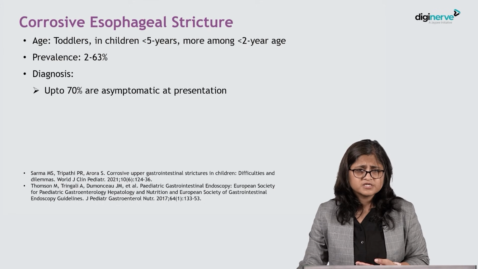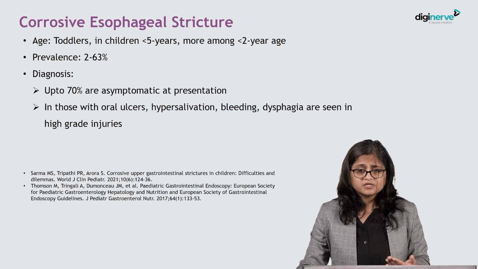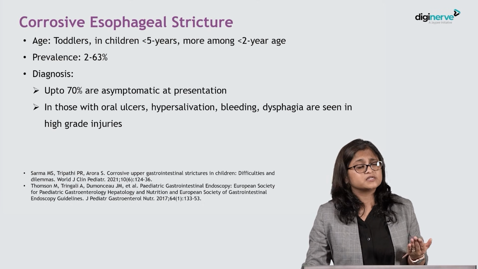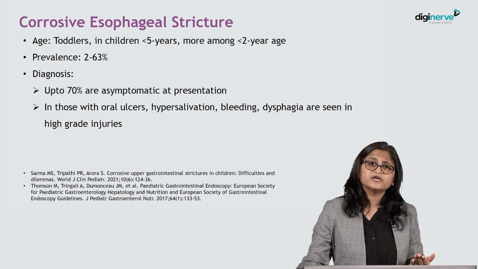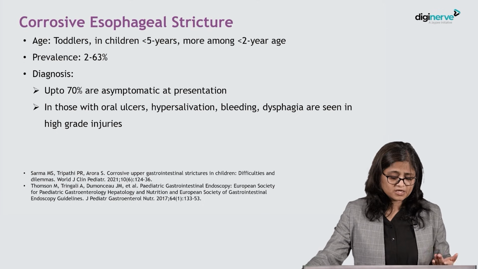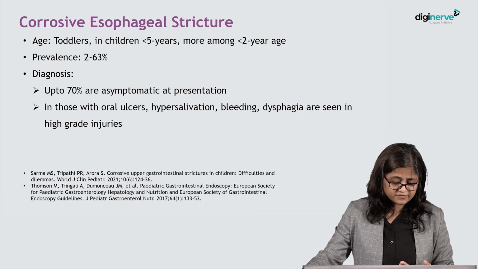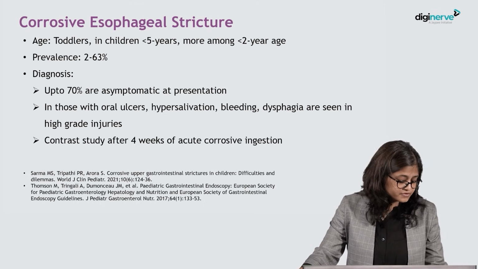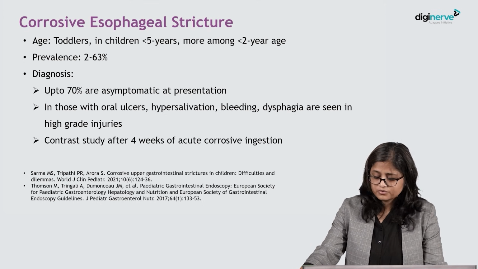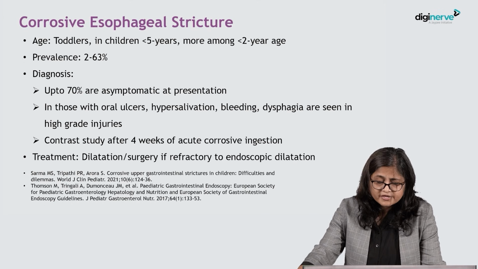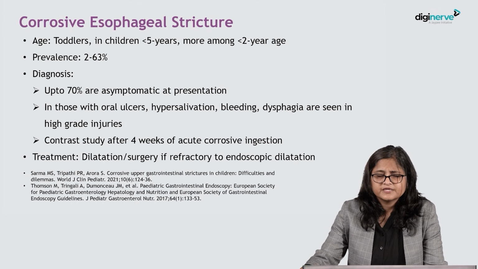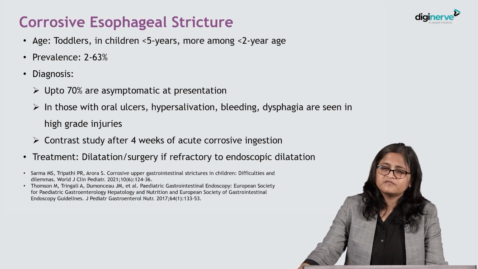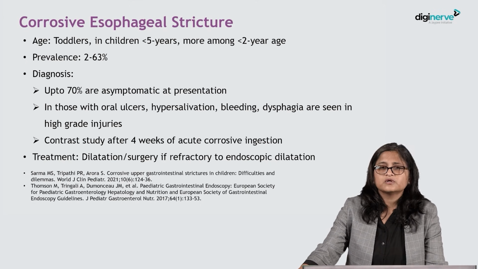First by history of ingestion, then by examination, there may be associated hematemesis, oral ulcer, drooling. All this may be seen during the acute presentation of corrosive ingestion. And finally, we do a contrast study after 4 weeks of acute corrosive ingestion to confirm the diagnosis. What is the treatment? Treatment is endoscopic dilatation. If it fails, then surgery is required in few cases.